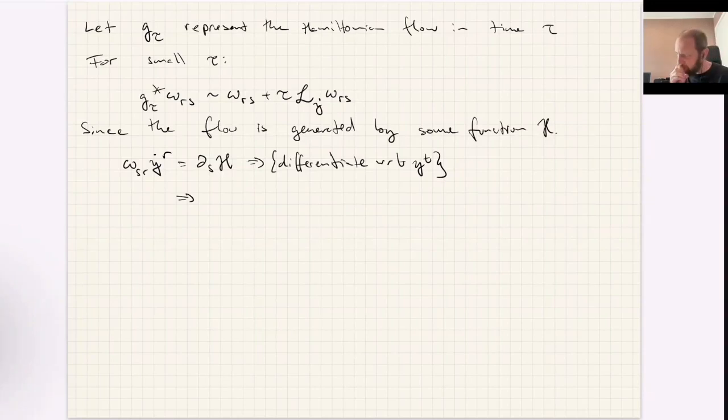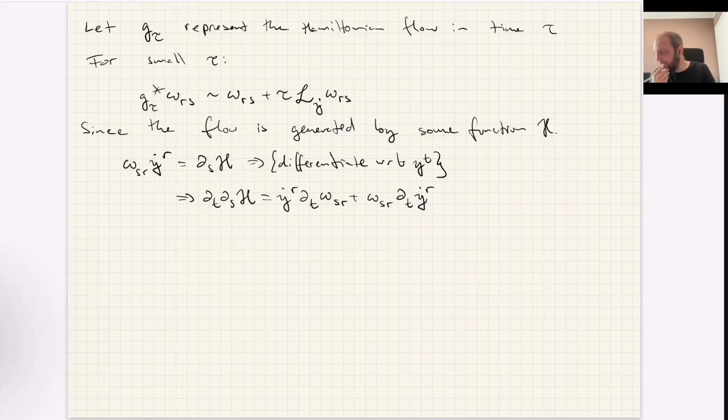So we have a chain rule. We have d_t d_s h on the right hand side, and we have the chain rule on the left hand side. So we get y dot^r d_t omega_sr plus omega_sr d_t y dot^r, right? That's just applying the same differential to both sides. So I'm going to use this to be able to compute this Lie derivative here.